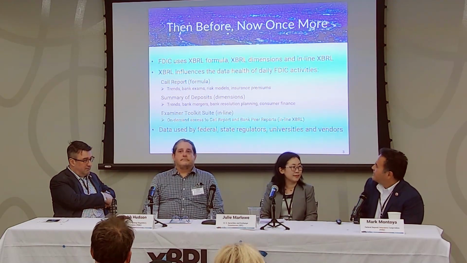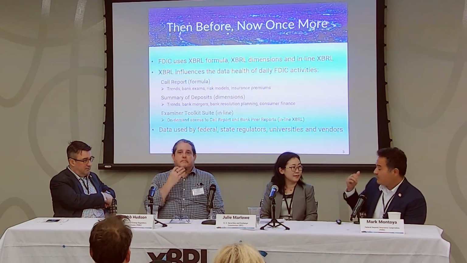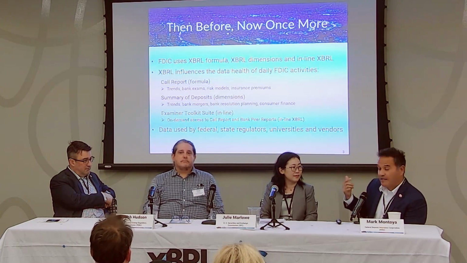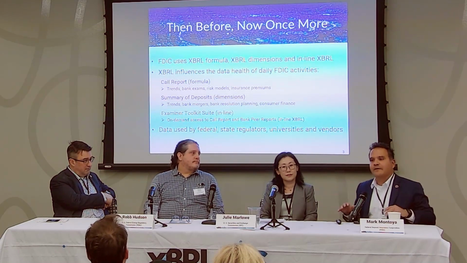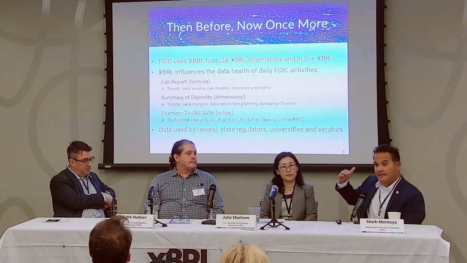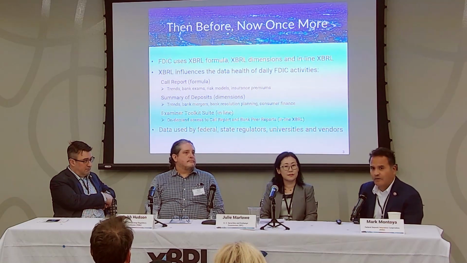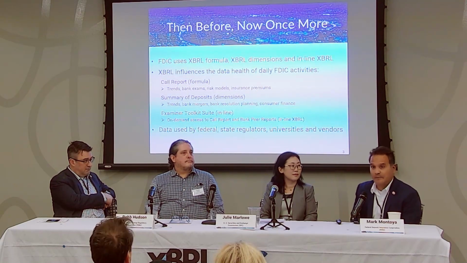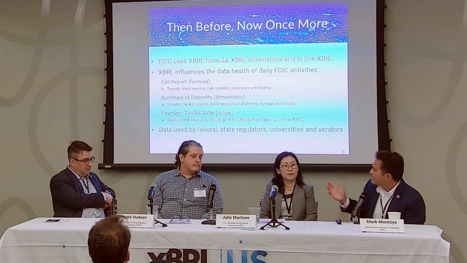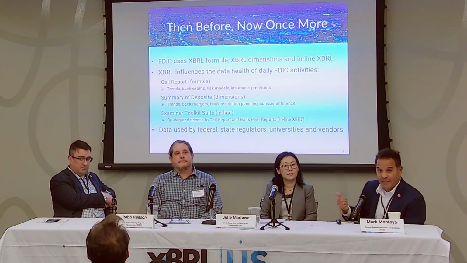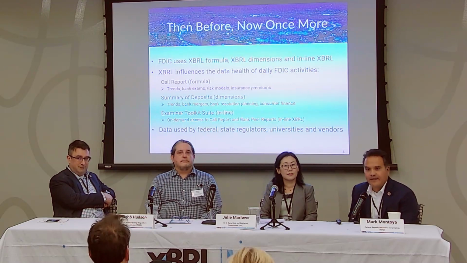The world's changing. For the call report, we use formula heavily, and we use the call report for bank trends, bank examinations, risk models, and insurance premiums. And this is across the divisions within FDIC. Each of the divisions does various analysis with it. The second report is a summary of deposits, where we use XBRL dimensions. Again, same thing across the FDIC divisions. They use it for bank trends, bank mergers, bank resolution planning. It's really big, and also consumer finance.